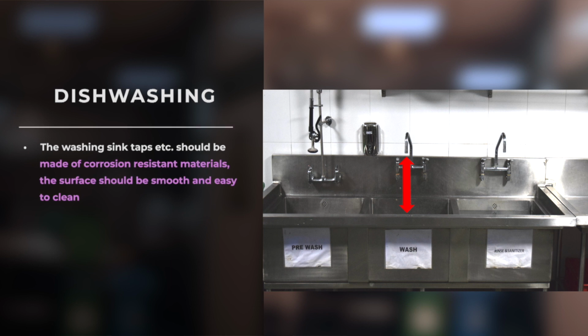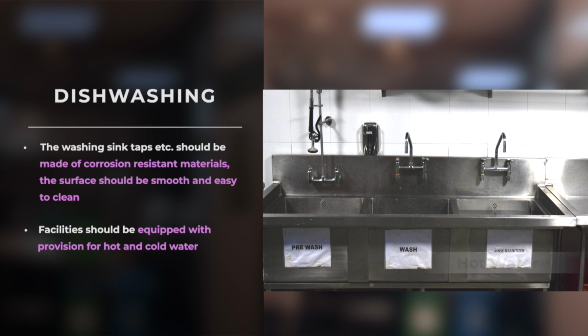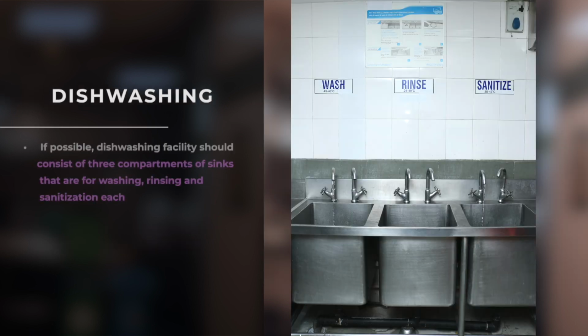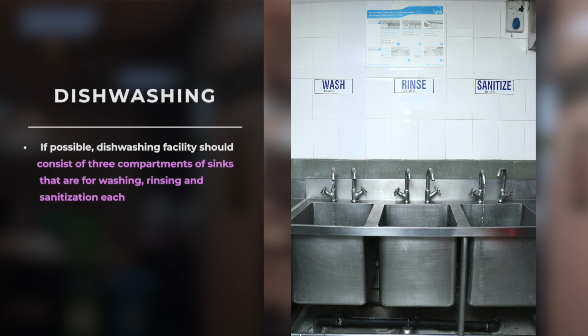The washing sink, taps, etc. should be made of corrosion resistant materials. The surface should be smooth and easy to clean. Facilities should be equipped with provision of hot and cold water. If possible, dishwashing facility should consist of 3 compartments of sinks that are for washing, rinsing and sanitization each.